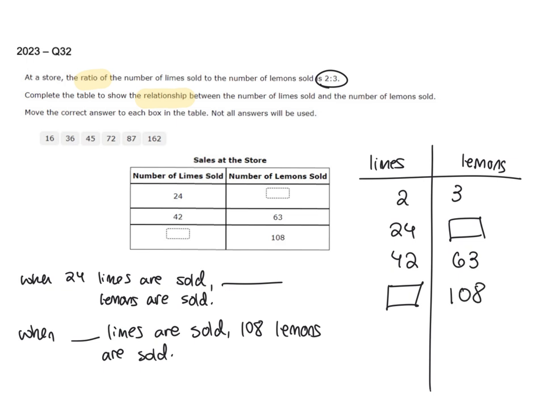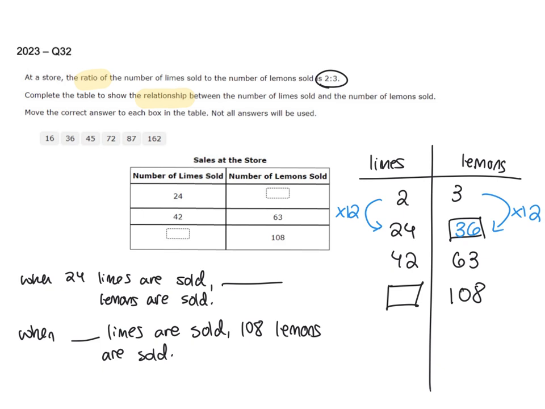All right, so what I really have right here is a ratio table, and so I want to look for multiplicative relationships between these values. So for example, we could say that 2 times 12 is 24, right? And then 3 times 12 is 36. So when 24 limes are sold, 36 lemons are sold.